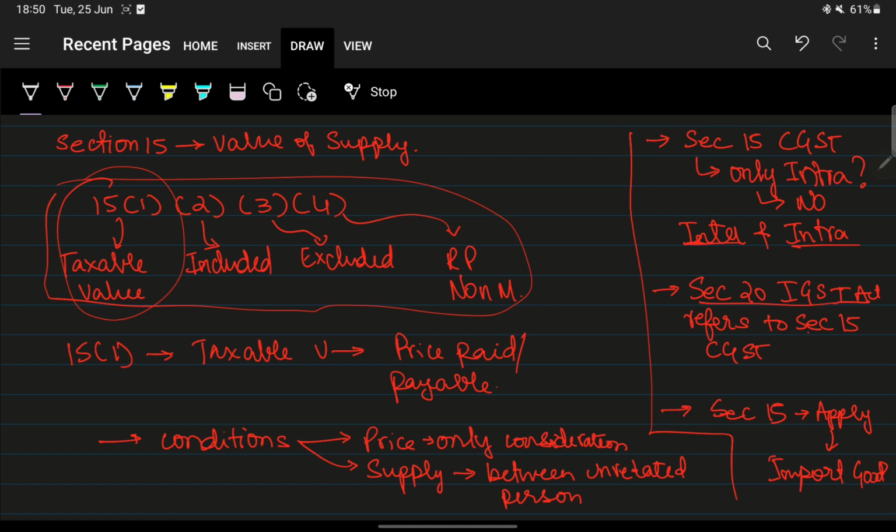The answer is no, it does not apply to import of goods. Import of goods is covered only by the Customs Act. Section 15 covers only import of services. It does not cover import of goods, it applies only to import of services.